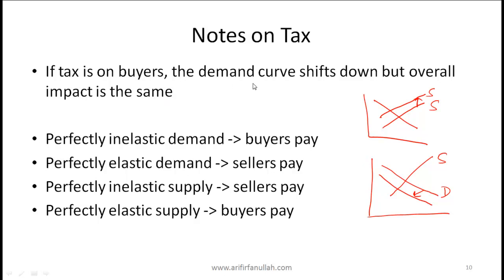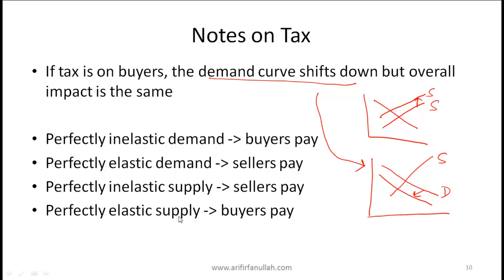So here is your exercise now. I want you to pause the video and look at this situation. Perfectly inelastic demand. Notice that if the demand is perfectly inelastic, vertical demand, then the buyer pays the whole tax. So do some supply and demand curves and prove that. If you have a perfectly elastic demand, then the seller pays. I just showed you that example. If you have perfectly inelastic supply, then the seller pays. And if you have perfectly elastic supply, then the buyer pays. So again, pause the video and practice this.